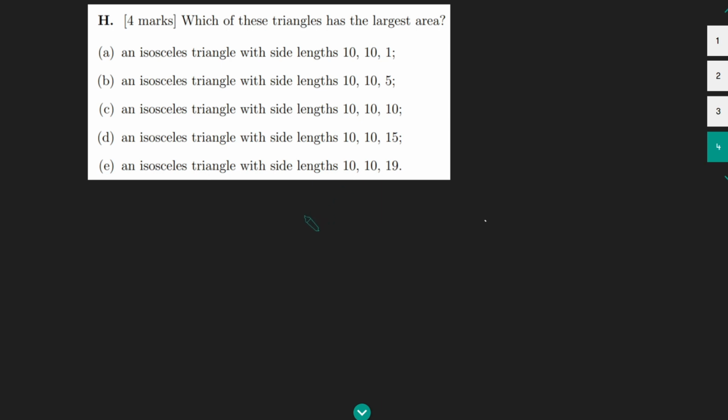I'm going to be going over problem 1H from Math 2023. We want to know which of these triangles has the largest area. These are all isosceles triangles where two of the side lengths are 10 and the remaining side length is either 1, 5, 10, 15 or 19. And we want to know which of these has the largest area.